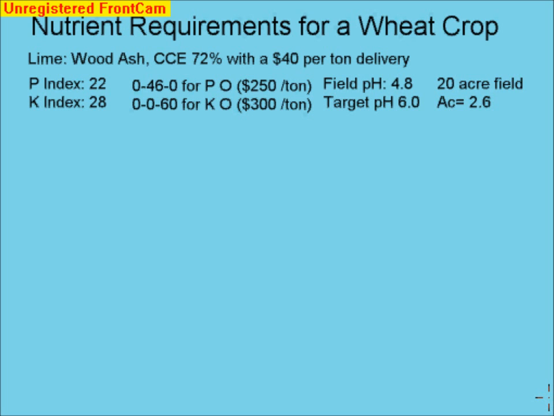The objective of this video is to calculate the nutrient requirements for a wheat crop in North Carolina. This includes lime, phosphorus, and potassium. To go through this process, the first step that we need to do is to calculate the amount of lime that is required for our 20-acre field.